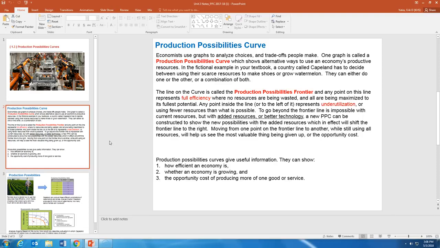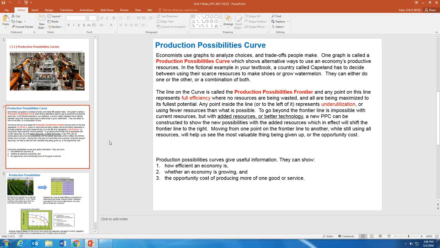A lot of times this might look at goods and services. For government, it might look at what they call guns versus butter, spending tax dollars on military protection versus butter issues, which might be more domestic issues like building roads or schools or those sorts of things. We'll talk more about that when we get to fiscal policy.